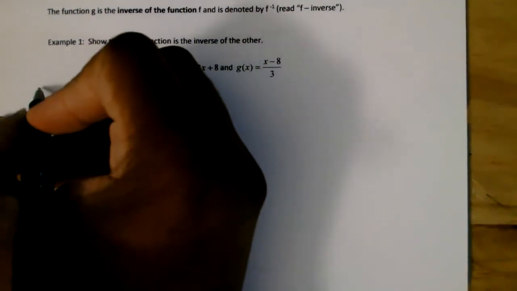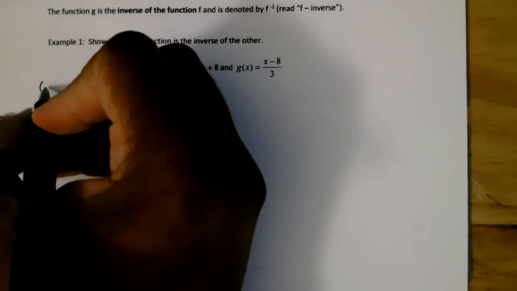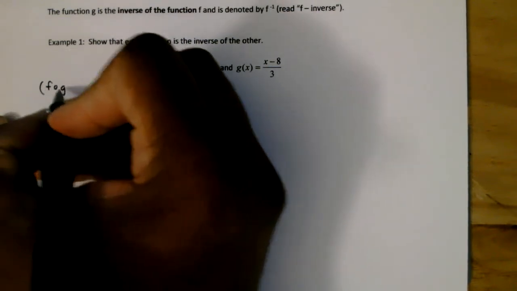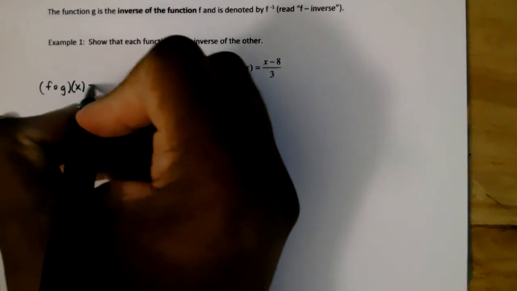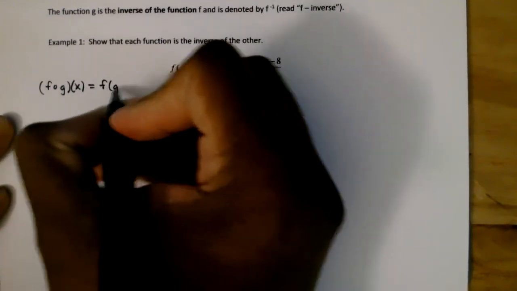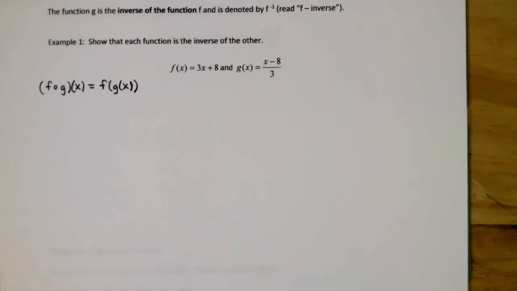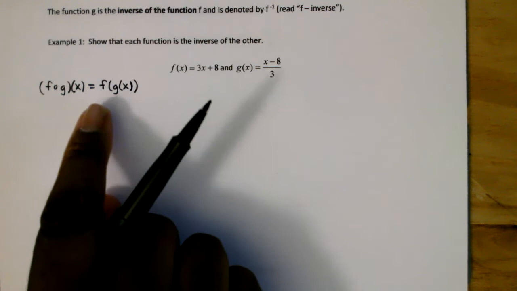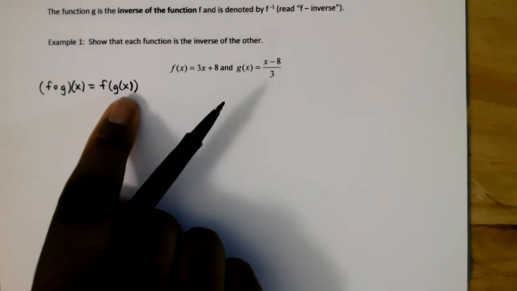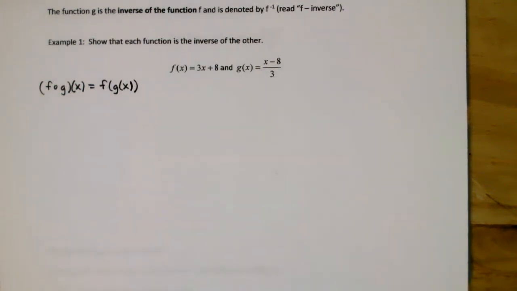First of all, this is what I'm going to do. I'm going to find, in this case, f circle g of x. That's going to be f of g of x. And by the way, to verify that two functions are inverses of each other, you want to find out if the composition of f with g of x is equal to x, and also the composition of g with f of x is equal to x. They have to be the same for it to be inverses.